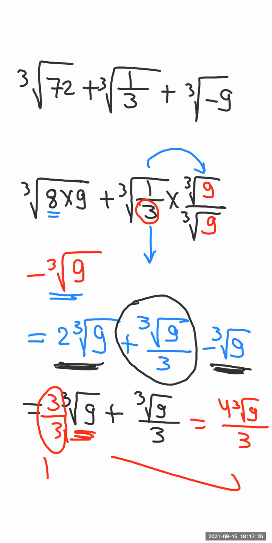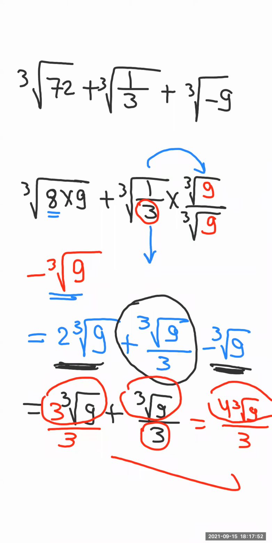Yes. Okay, so now I want to unify these two denominators. Here, the denominator is 3, and I also want to change this denominator to be 3. So here it will equal 3 over 3 because it's 1, correct? Yes, so now add the numerators: 3 cubic root of 9 plus cubic root of 9, 4 cubic root of 9 over the denominator, which is 3. Like addition of fractions.